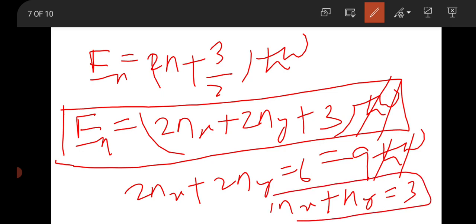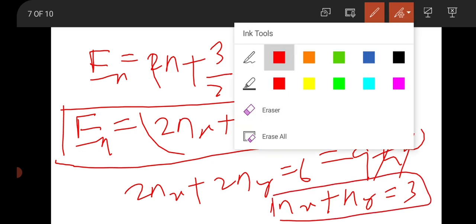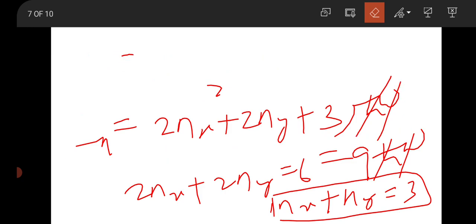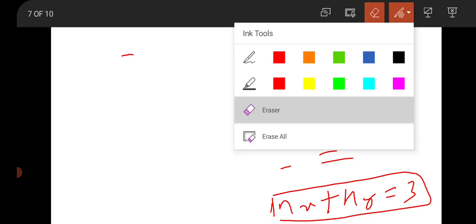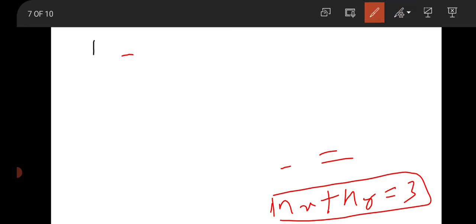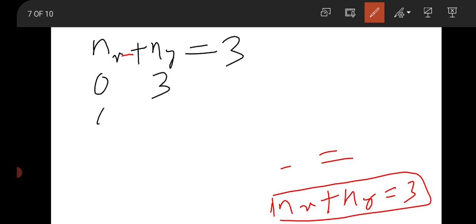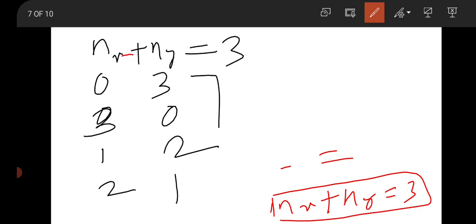I hope you understand this step up to this portion. Okay, so now erase this portion and proceed to the next step. So we got nx plus ny equal to 3. Now let's see the possible combinations of nx and ny for which we get 3. We can take nx as 0, ny as 3; nx as 3, ny as 0; nx as 1, ny as 2; nx as 2 and ny as 1. So there are 4 combinations of nx and ny for which we get 3.